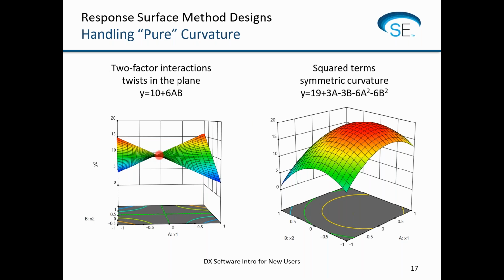hill or a valley. To get a hill or a valley, you need to bring in some quadratic terms, some squared. So here we're going to add the a squared and the b squared to actually create a curved surface, you know, and we do this when we suspect that the optimal conditions might reside someplace within the design space, that the factorial model and the interaction model might not be adequate to find the optimal conditions.